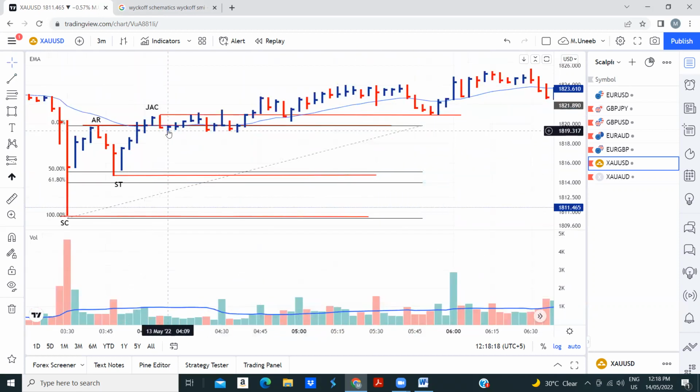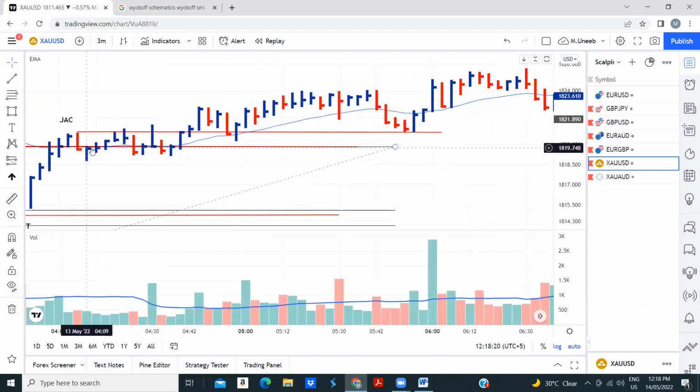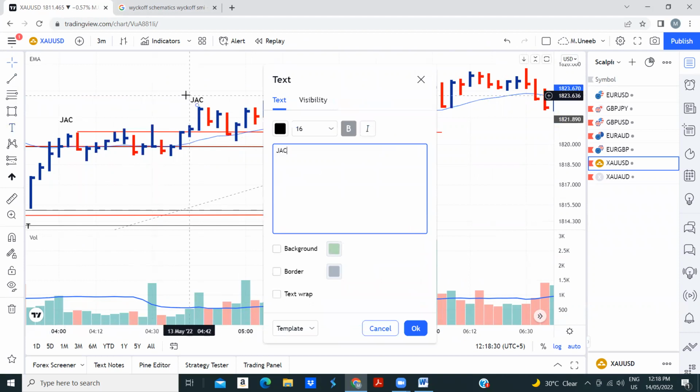Do you have any anti-signal over here? Do we have no demand or effort versus no result over here? Do we have? No, right? So we cannot take any trade over here. Now we see another, what do we see here? Another jump across the creek, right?